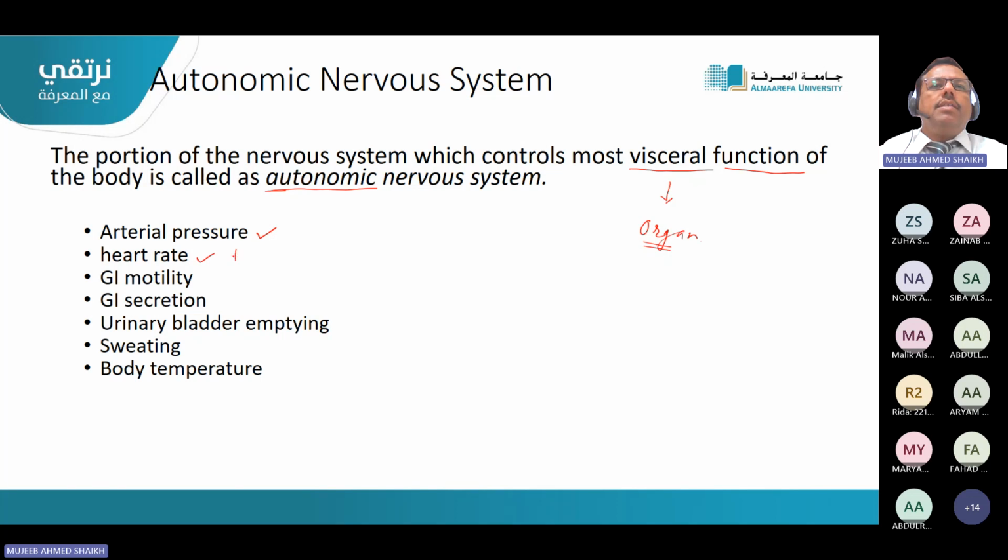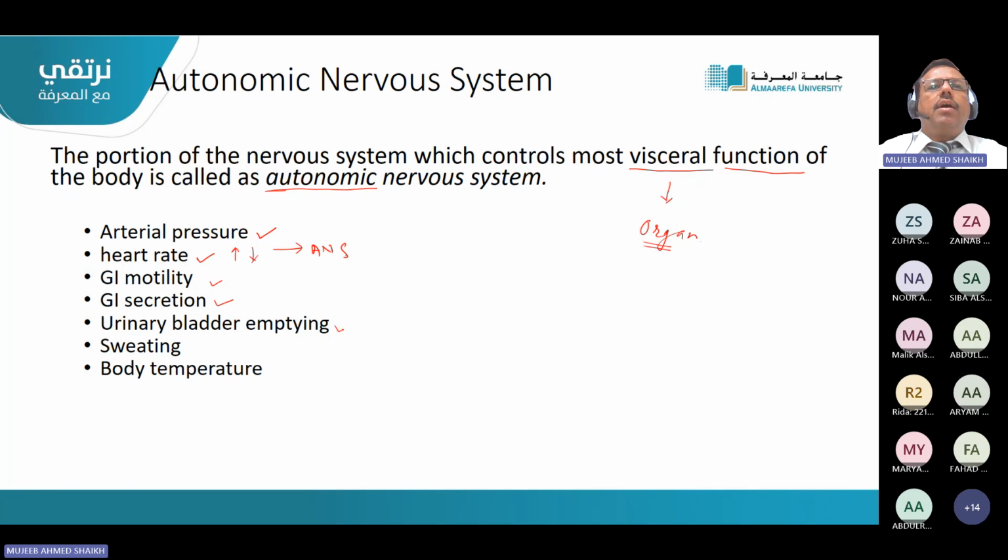Sometimes my heartbeat increases, which is called tachycardia. Sometimes it decreases, which is called bradycardia. This is done according to the situation. When I am exercising, my heart rate increases automatically. The body decides to supply more blood, so it increases the heart rate. This is through the autonomic nervous system, ANS. Similarly, gastrointestinal activity, GI motility and GI secretion, are all controlled by the autonomic nervous system.